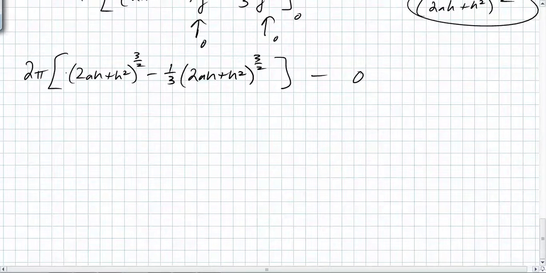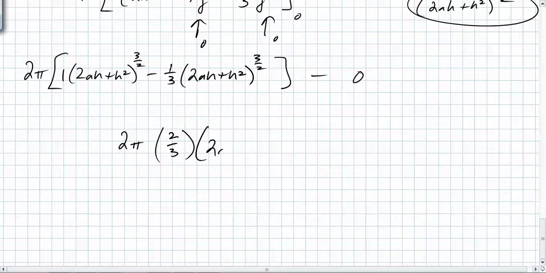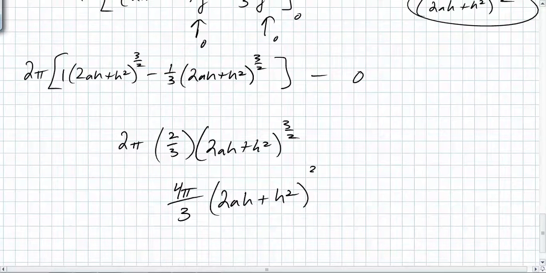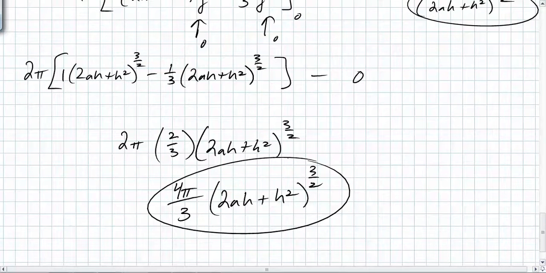So what does this turn into? Well, we have one of these things and 1/3 of them. So what do we end up with? 2 pi times how many of them do we have? 2/3 times 2ah plus h squared to the 3/2. So the answer that you would see would be 4/3 pi times that. Apples and apples here. Look, we have one of them and negative 1/3 of them. So how many do I have? 2/3. It's the same thing. Look, isn't that really cool? I thought you were going to factor it out. Nah, I'm not going to factor. I'm just going to look. One apple, take away 1/3 of an apple. I got 2/3 of an apple left. So yeah, there's your answer right there.